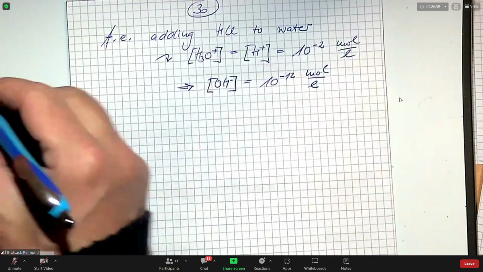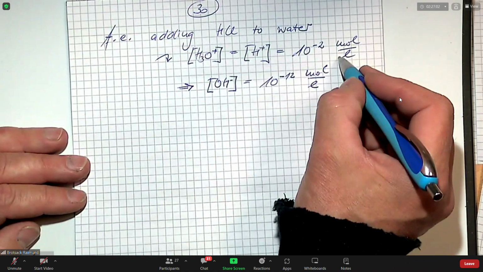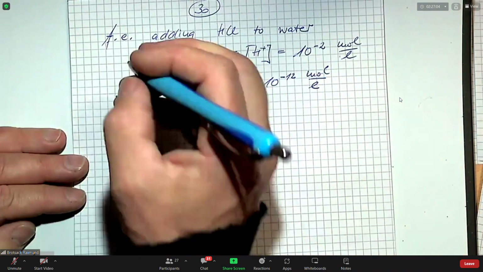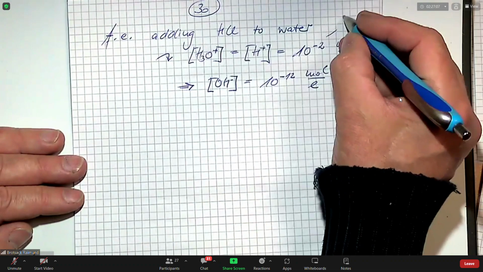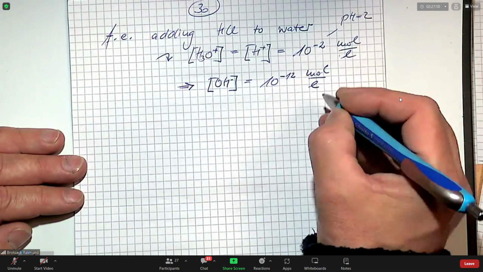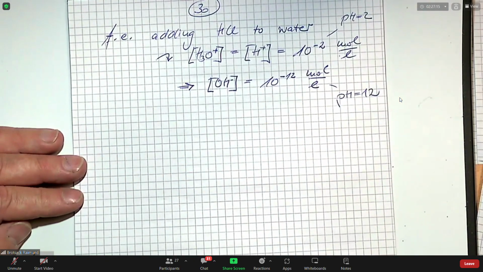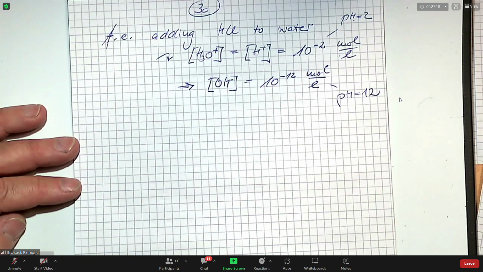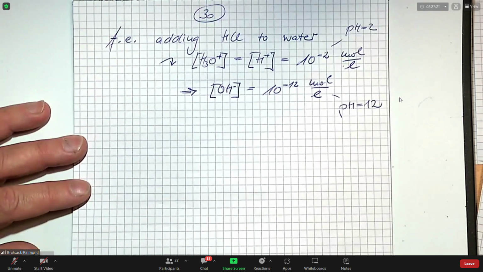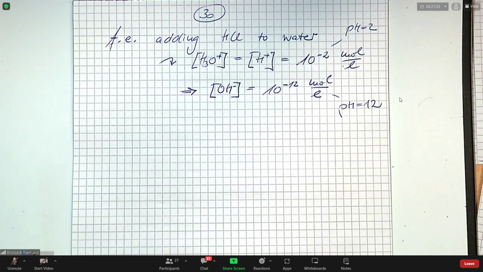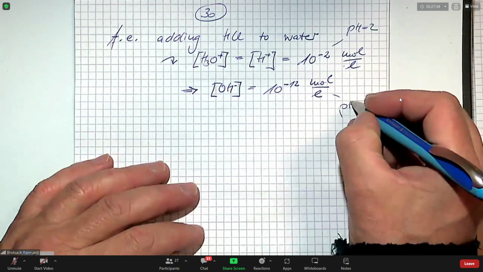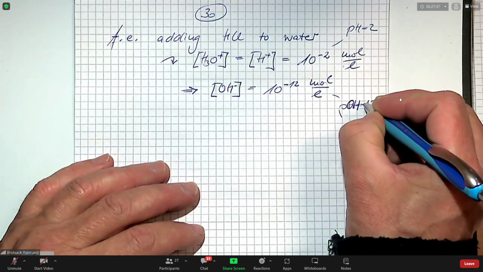What is the pH? Here, the pH is 2. And the pOH is 12. Oh, I forgot the O. OH. Thank you.